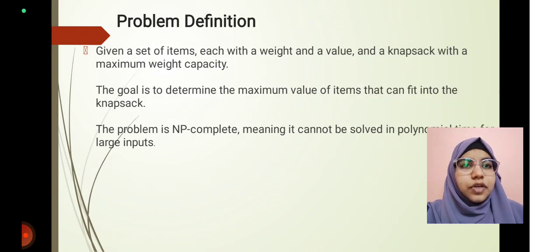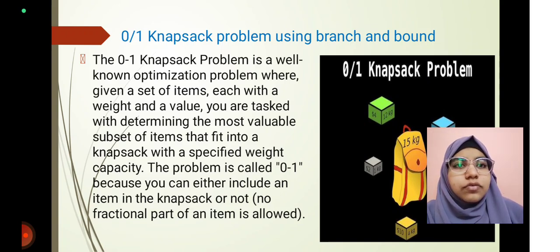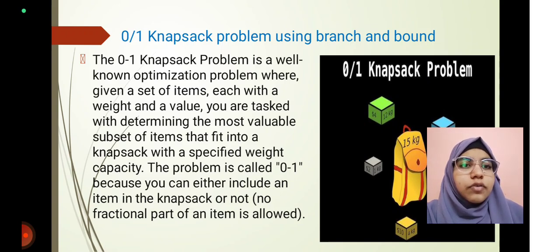Next, problem definition. Given a set of items each with weight and value, and a knapsack with maximum weight capacity, the goal is to determine the maximum value of items that can fit into the knapsack. The problem is NP complete, meaning it cannot be solved in polynomial time for large inputs. Next, the 0/1 knapsack problem using branch and bound. Given a set of items each with a weight and value, you are tasked with determining the most valuable subset of items that fit into a knapsack with specified weight capacity. The problem is called 0/1 because you can either include an item in the knapsack or not, that is, fractional parts of items are not allowed.